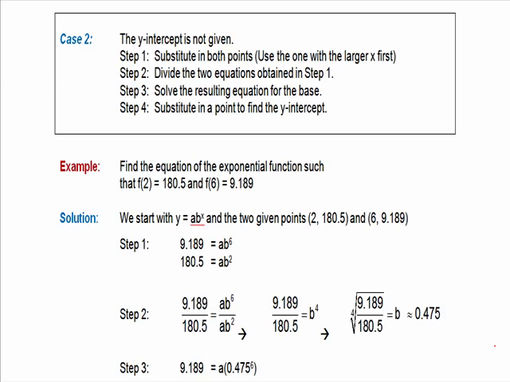So notice when we're given the y-intercept, we then find the growth factor. When we're not given the y-intercept, we'll actually find the growth factor first, and then we'll find the y-intercept. Let's take a look at an example of this.